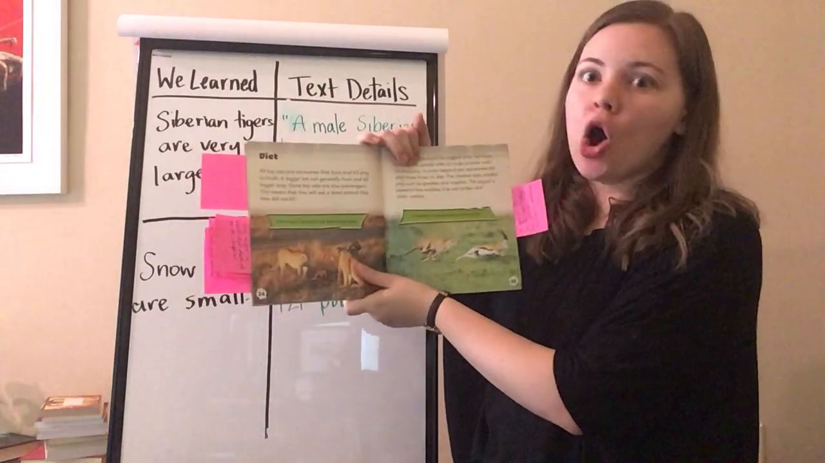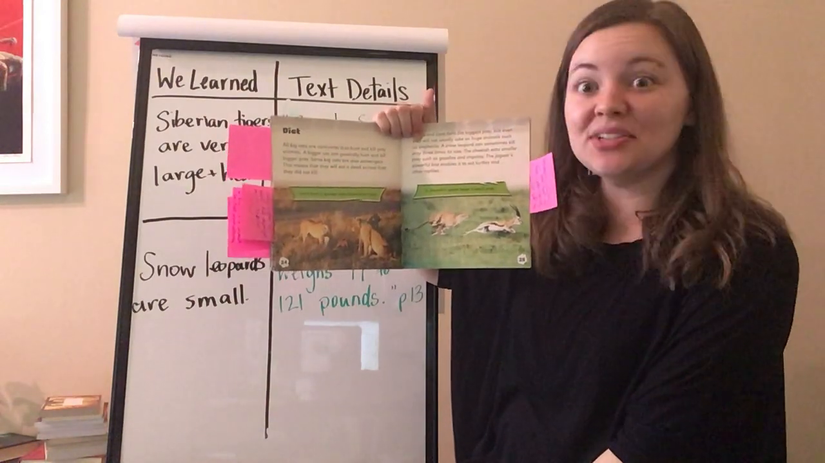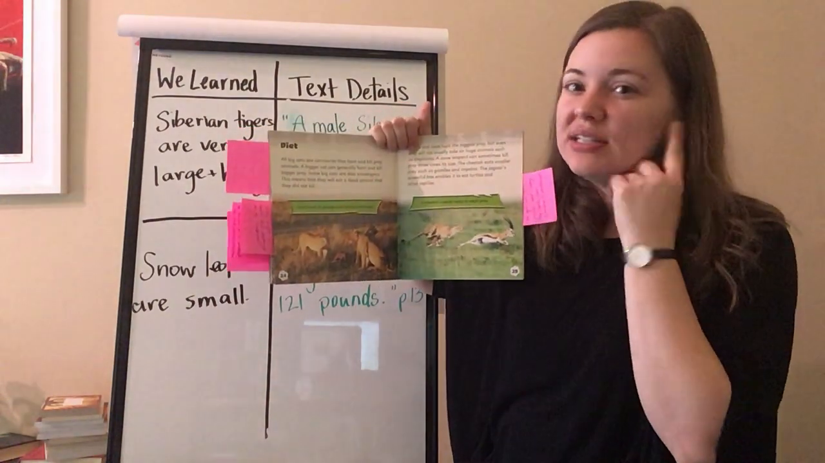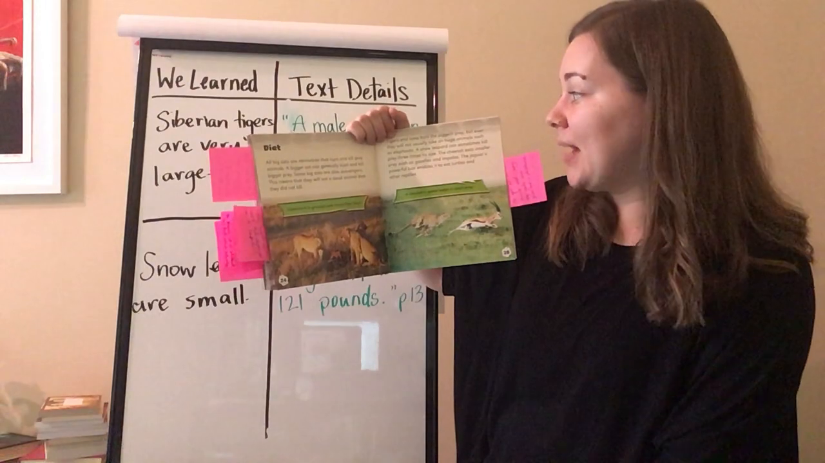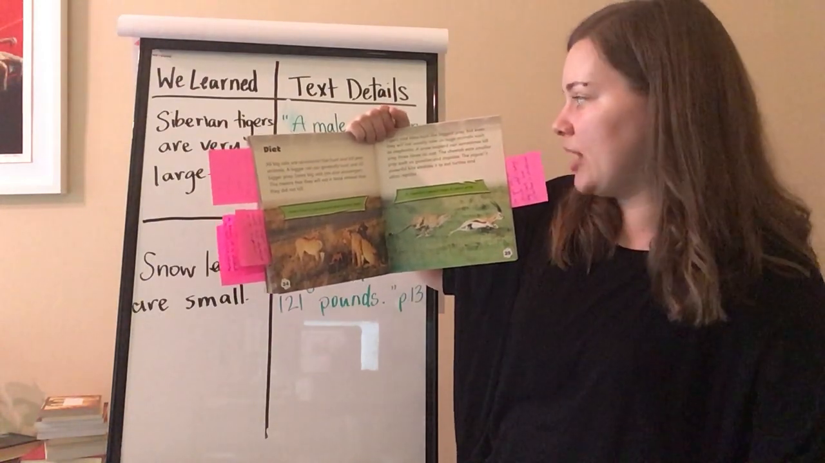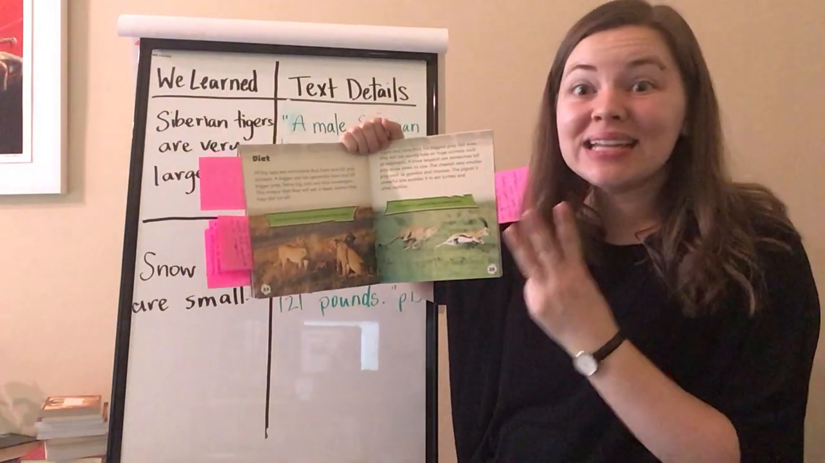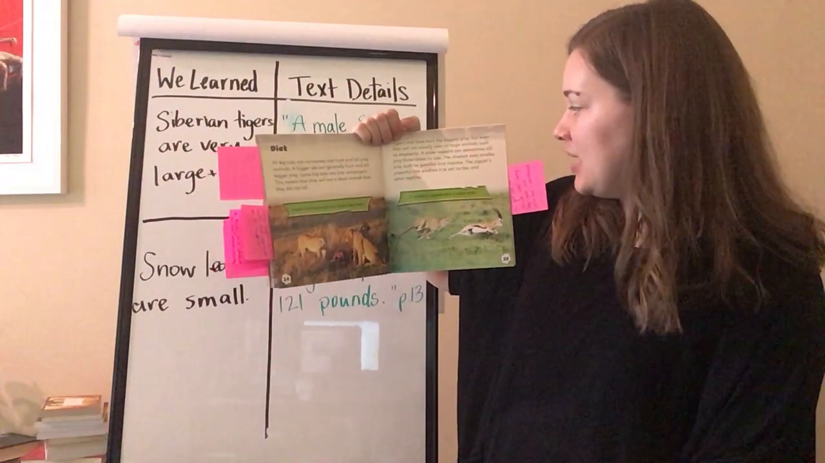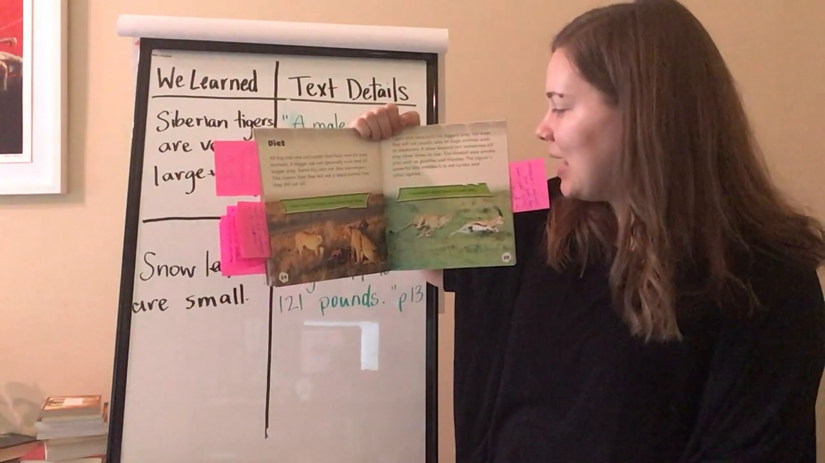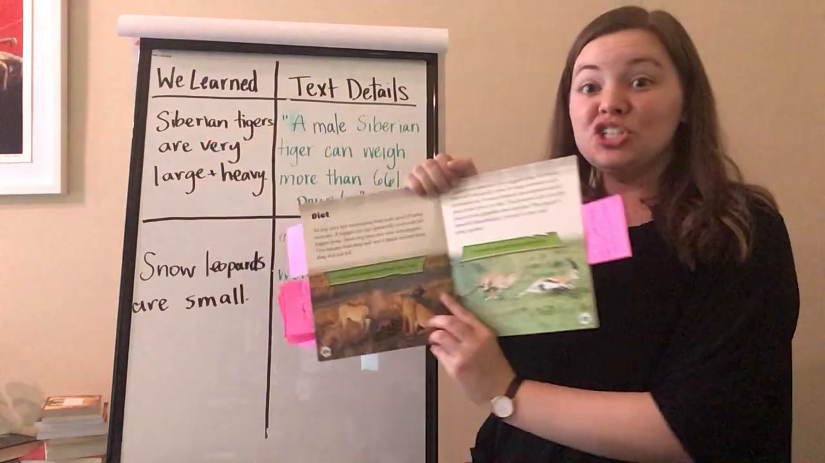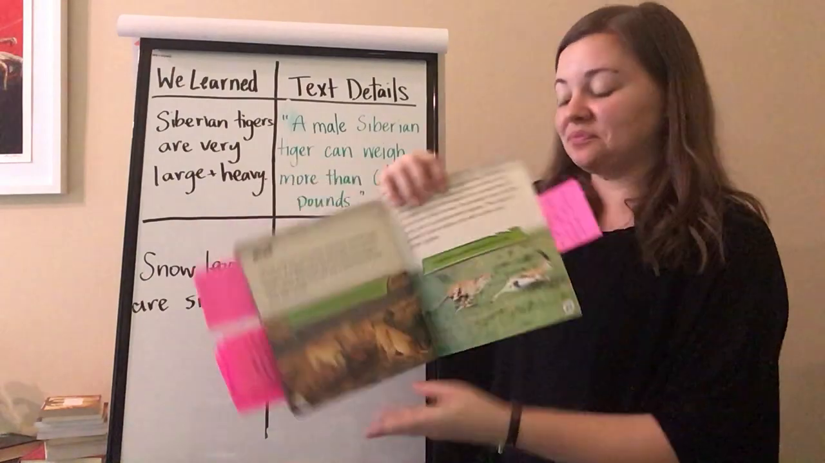The diet. All big cats are carnivores that hunt and kill prey animals. Another similarity that big cats have. See if you can tell the difference in big cats' diets. Tigers and lions hunt the biggest prey, but they will not usually take on huge animals such as elephants. A snow leopard can sometimes kill prey 3 times its size. The cheetah eats smaller prey, such as gazelles and impalas. The jaguar's powerful bite enables it to eat turtles and other reptiles. Did you hear a difference between some of the big cats? I know I did.